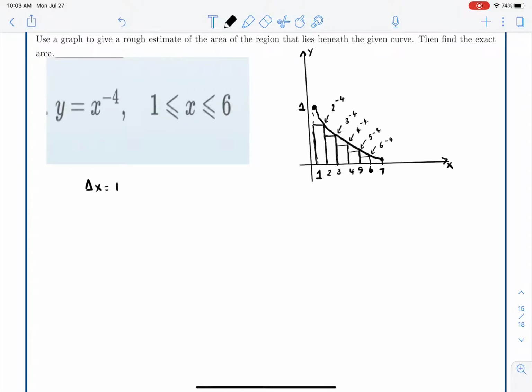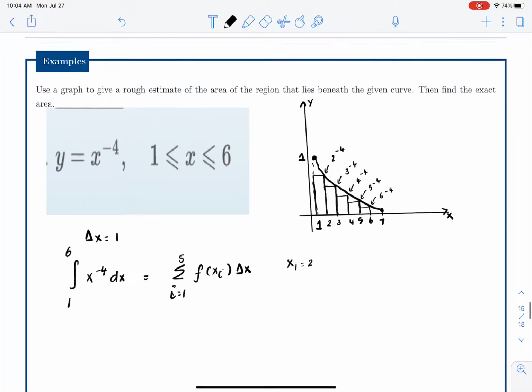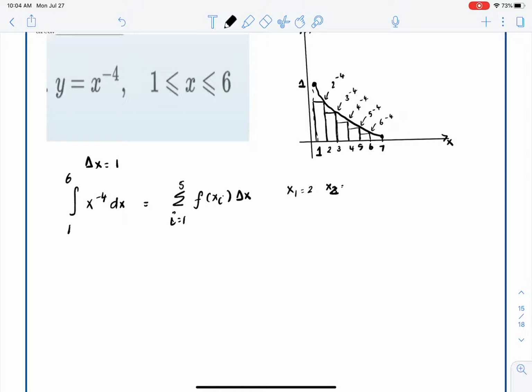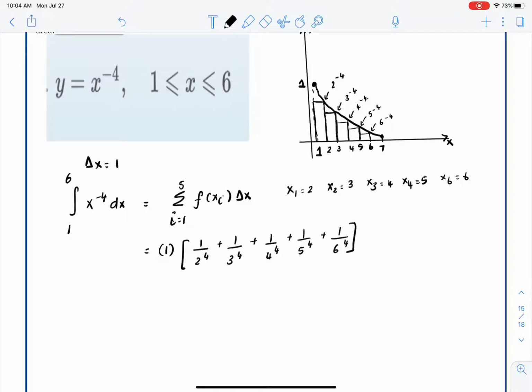So the area under the curve, integral x raised negative 4 dx from 1 to 6 would be sum i equals 1 to 5 f of xi times delta x. x1 is 2, x2 is 3, x3 is 4, x4 is 5, and x5 is 6. So we end up getting 1 times 1 over 2 raised 4 plus 1 over 3 raised 4 plus 1 over 4 raised 4 plus 1 over 5 raised 4 plus 1 over 6 raised 4. We need a calculator.